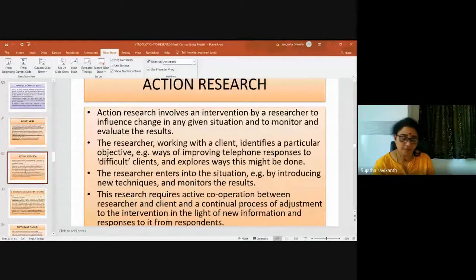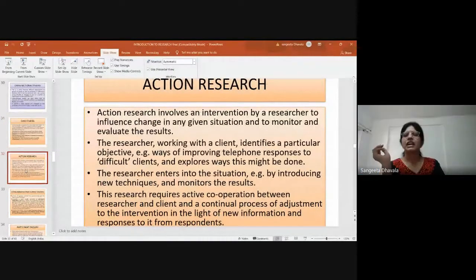Yes, ma'am. Okay. So, action research. What is action research? You are researching and you are trying to provide an intervention to bring about a change. Like I gave you the example of the rural diabetic women.